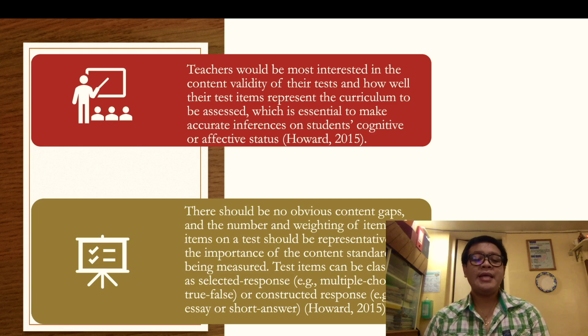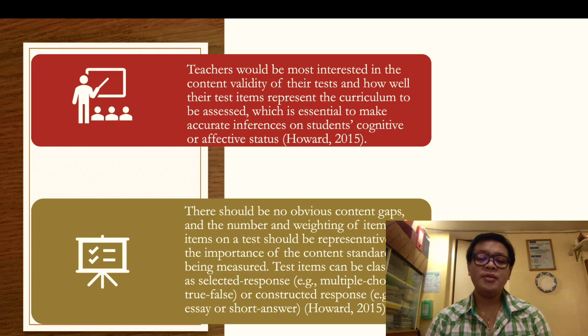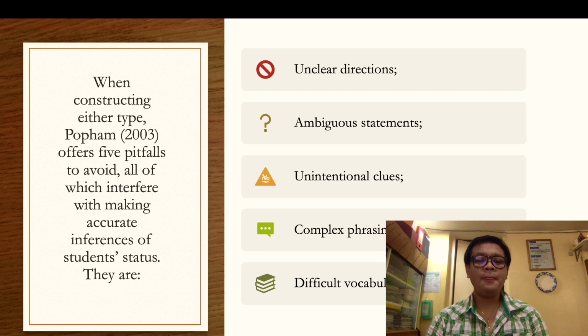Test items could be classified as selective response, for example multiple choice, which is commonly used, or true or false that are modified, or constructed responses as well. For example, we could have essay or even short answers. So when constructing either type, according to Popham, there are five pitfalls to avoid, all of which interfere with making accurate inferences of student status. And these are as follows.